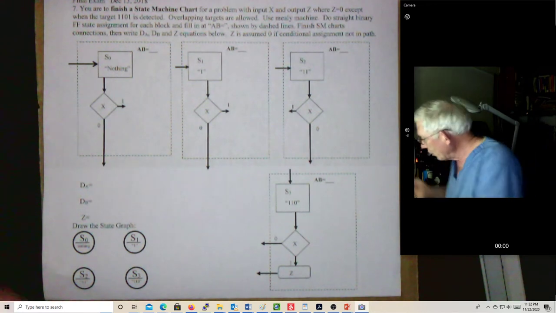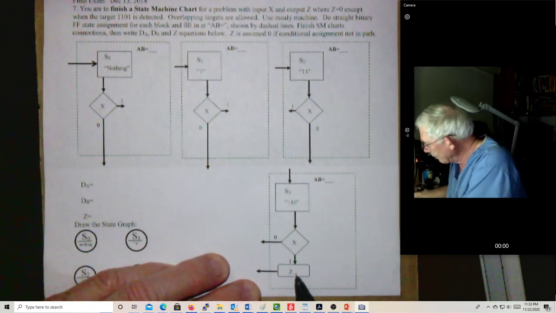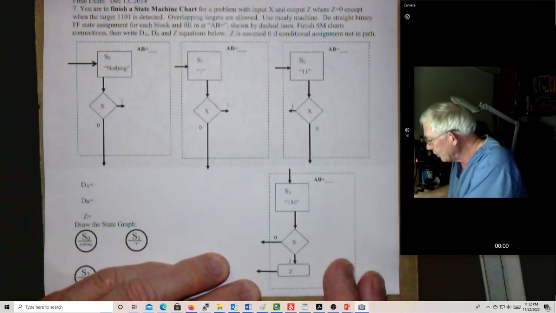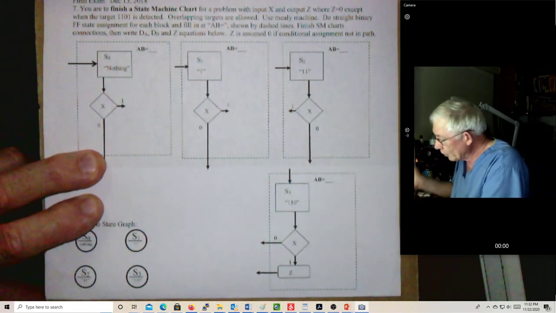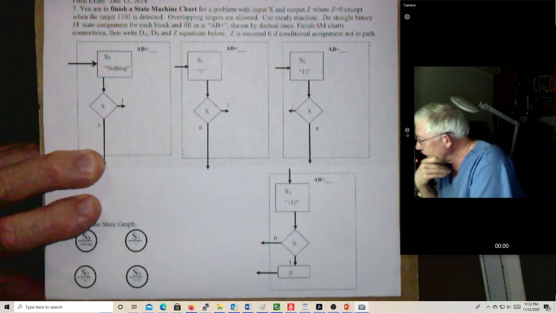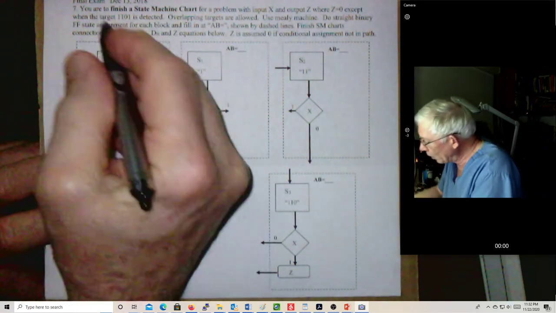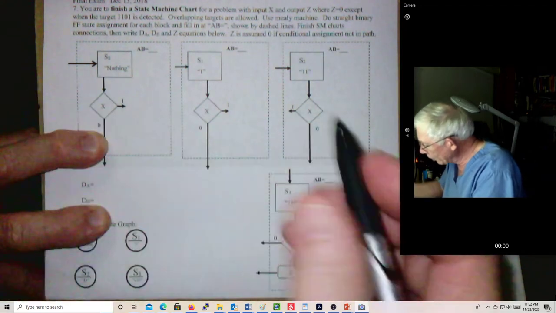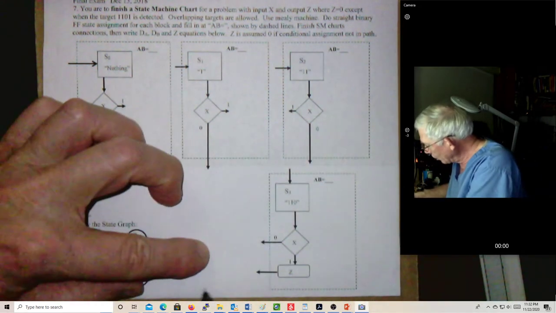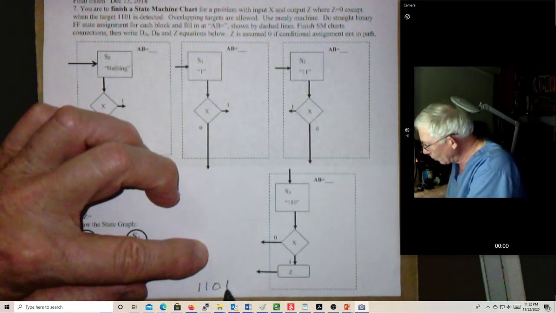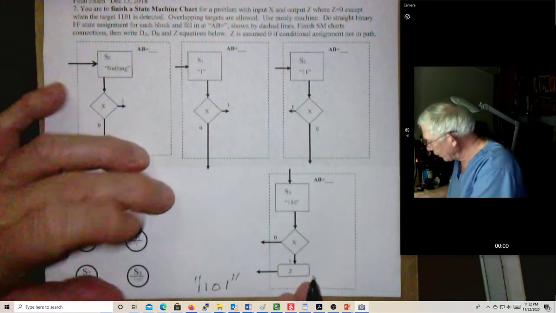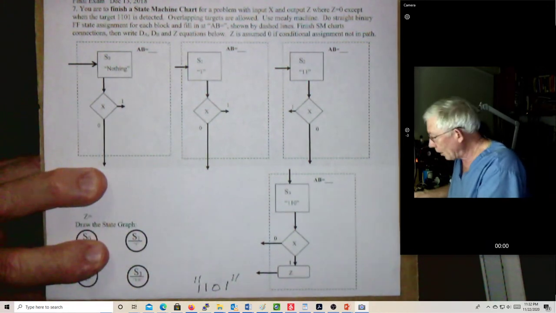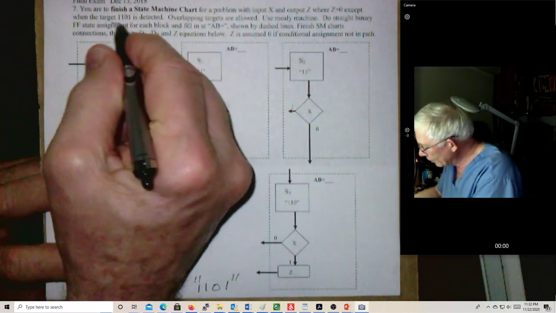Okay, so the only place Z is going to be 1 is right here. Everywhere else, Z is going to be 0. And there's only one output Z. Now, Z is 0 except if we have the target. So our target here, we're looking for the target 1101. That's the target. Okay. So keep that in mind. It's right here.